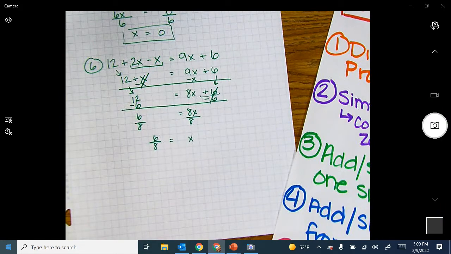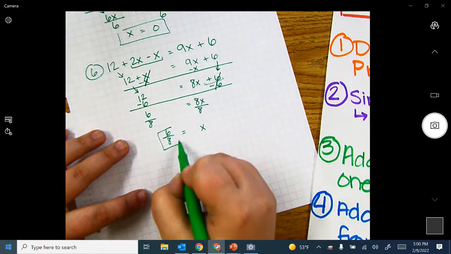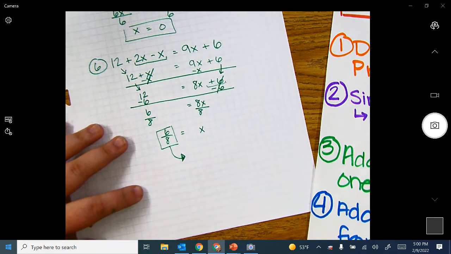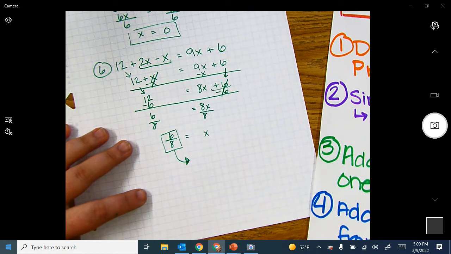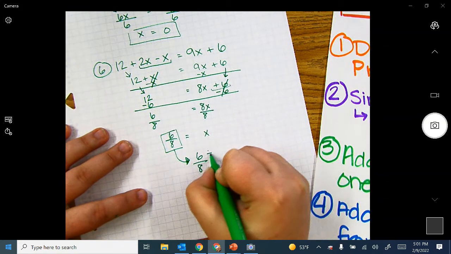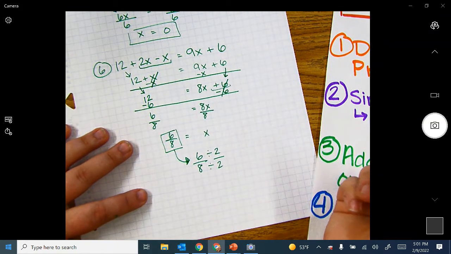Okay, 6/8 is not as simple as it can get. So I need to simplify 6/8, which is really a whole other lesson. So I'm not going to spend too long on how to simplify a fraction. But basically, I need to find what number I can divide the top and the bottom by. So I need a common factor of 6 and 8. So the only one is 2. So I'm going to divide the top and the bottom by 2.